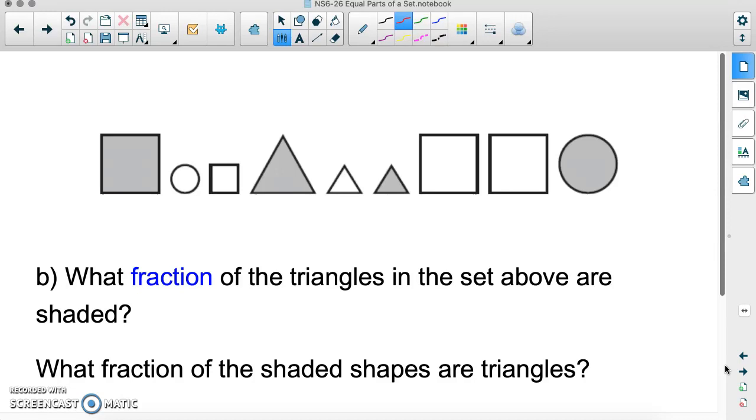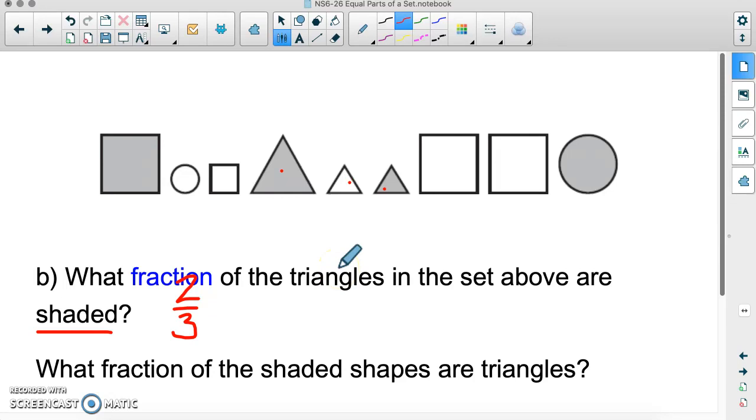So here's another picture. We can see that the shapes are of different sizes, but we still have triangles, squares, and circles. So what fraction of the triangles in the set above are shaded? Well, we need to know how many triangles there are altogether. We have 3 triangles in this set of shapes, and we want to know how many are shaded. Well, we have 2 shaded, so we would say that 2/3 of the triangles in the set above are shaded.